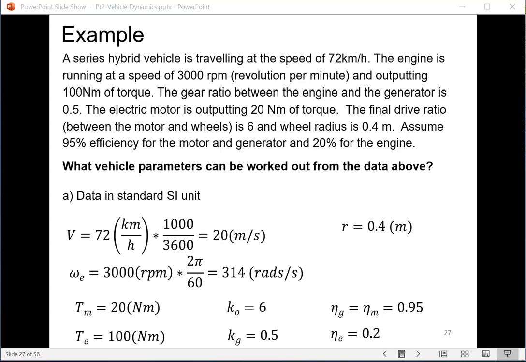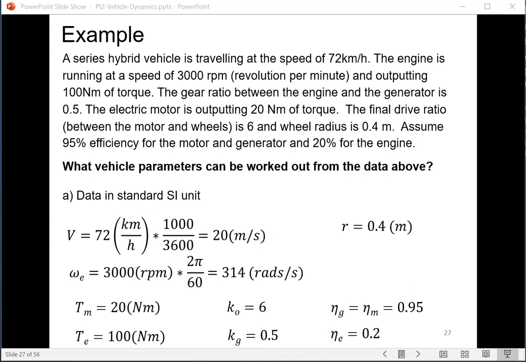The relationship between the gear sets, and the relationship between the input and output power of a subsystem or of a component. To help you tie up these relationships, I'm going to use this example to demonstrate how the calculations can be made. So in this example, these are the known parameters. A series hybrid vehicle is traveling at a speed of 72 kilometers per hour. That's the vehicle speed, the forward speed.